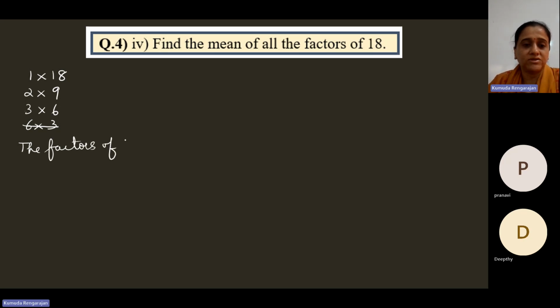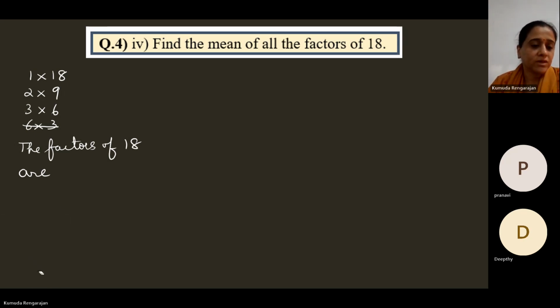The factors of 18 are, see here, you can just use this U formation. When I'm talking, you're supposed to listen here. 1, 2, 3, 6, 9, and 18 are the factors of 18. You will get all the factors in the ascending order. You cannot miss even one factor if you use this method.